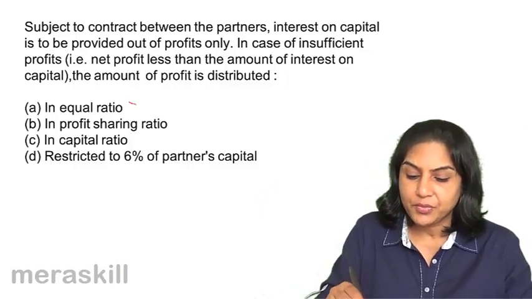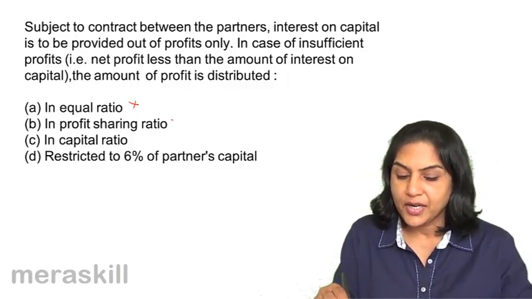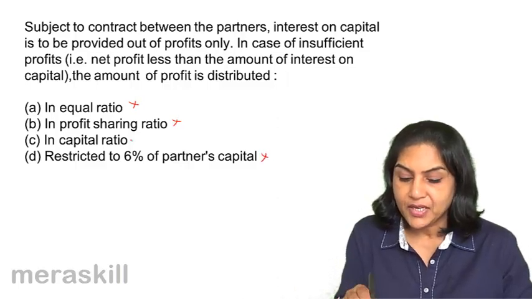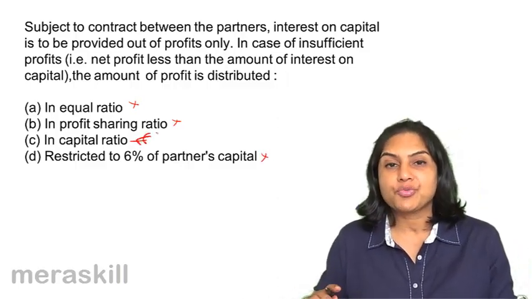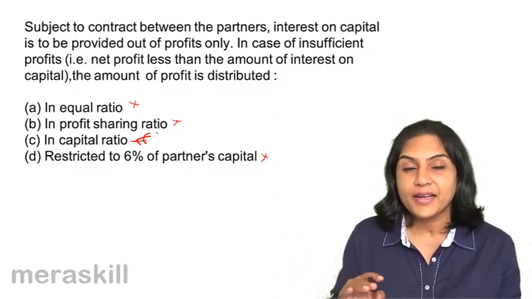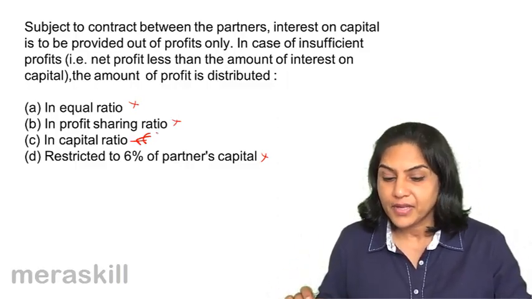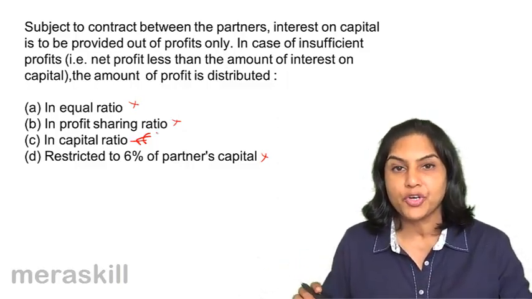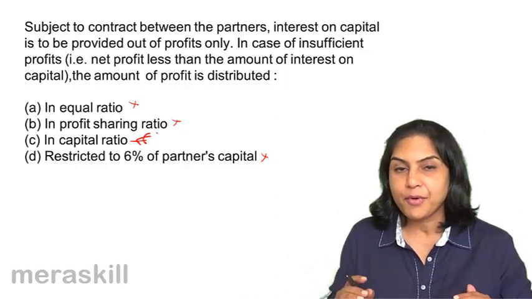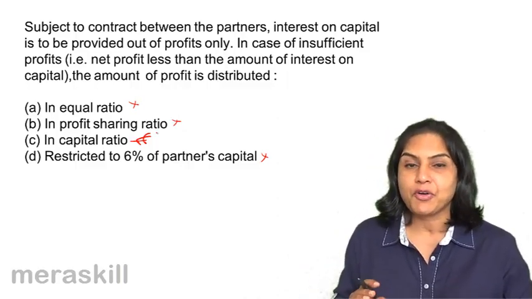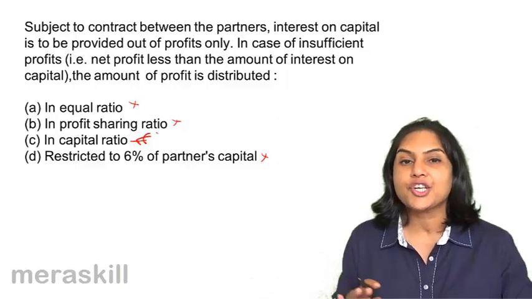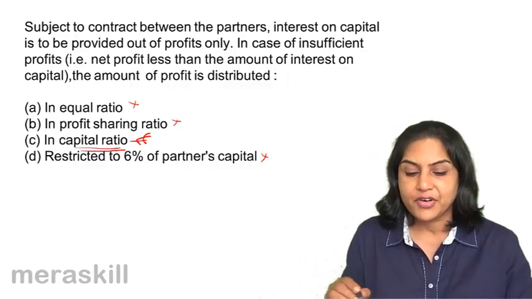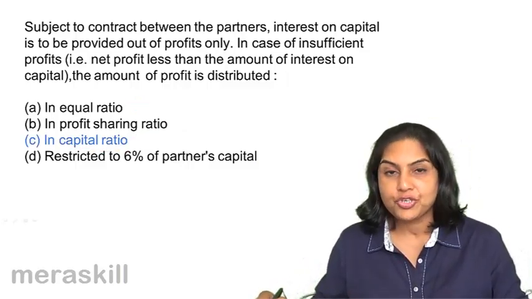It is not in equal ratio. It is not in profit sharing ratio, nor can it be restricted to 6% on capital. It is in capital ratio because it would be given in the ratio of the interest which is due on the capitals. Each partner may be entitled to some amount of interest on capital. Since the amount of profit is not sufficient, this profit would be distributed in the ratio of the interest which is payable, which would be the same as the capital ratio. Therefore, the correct answer should be C.